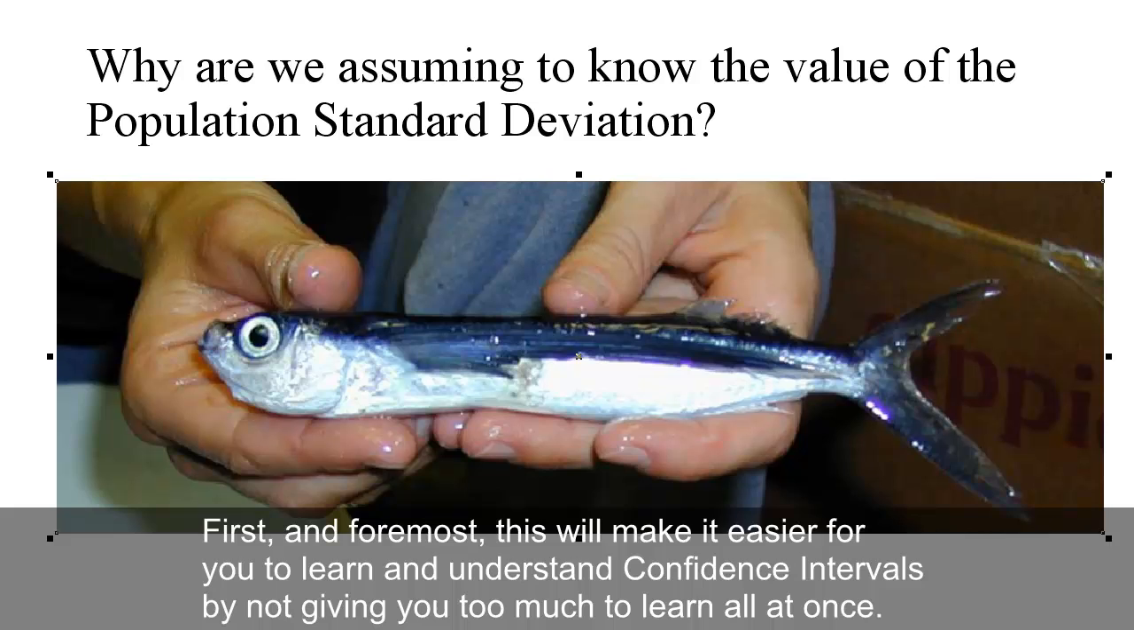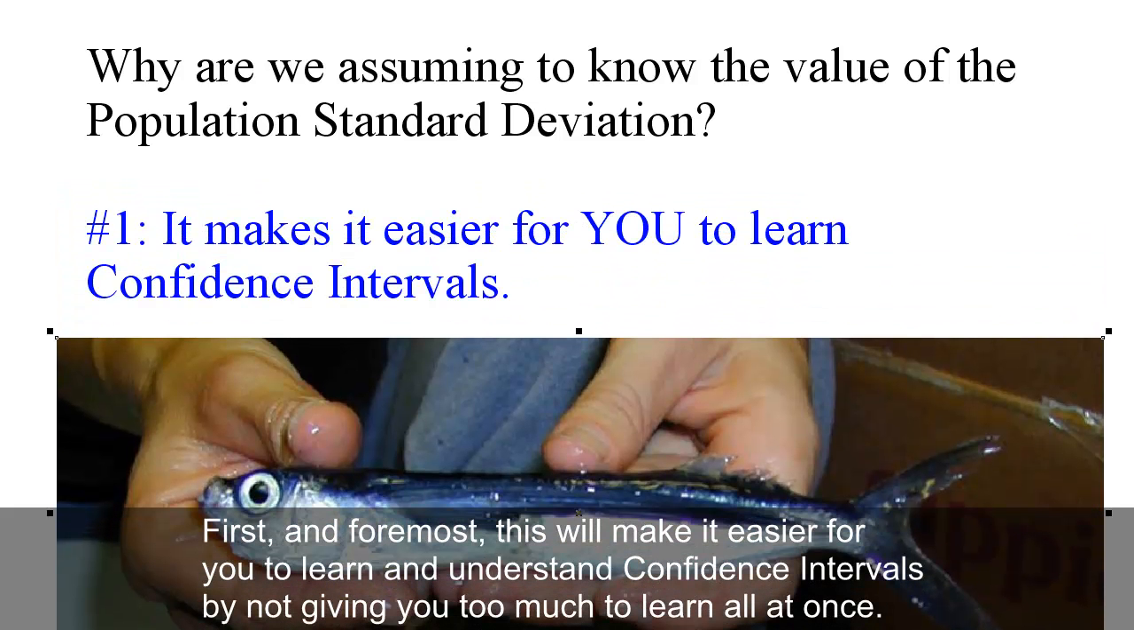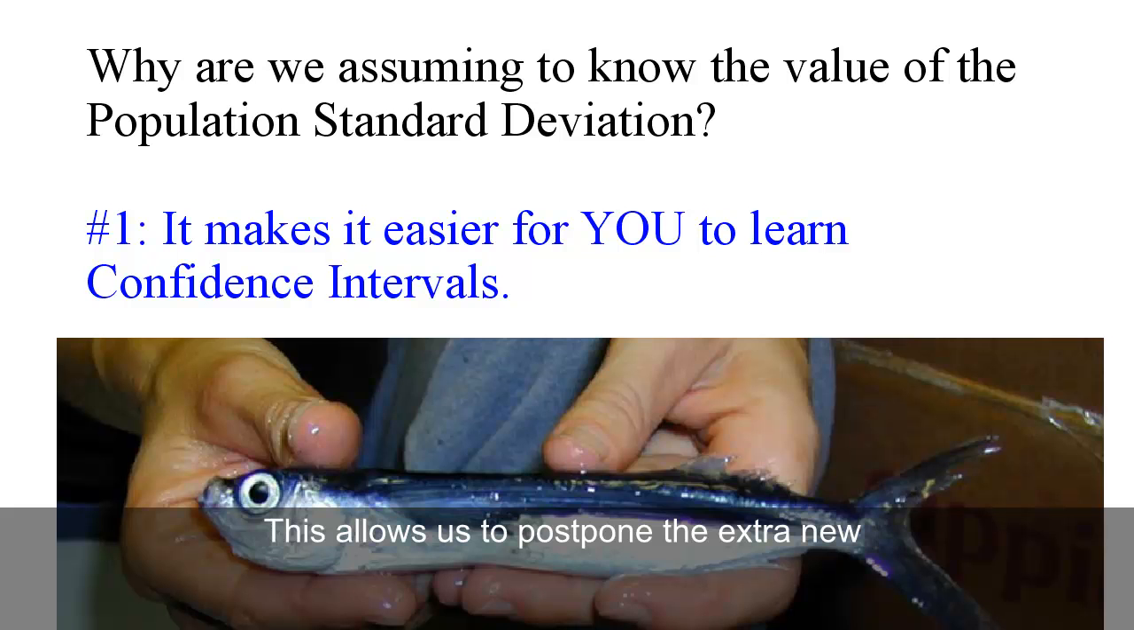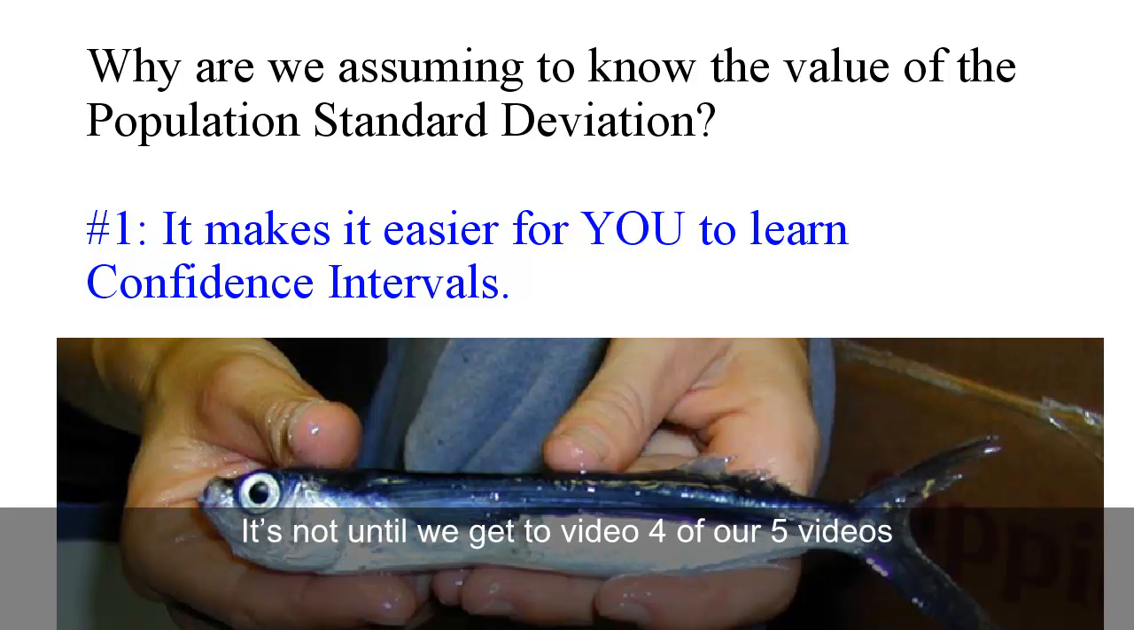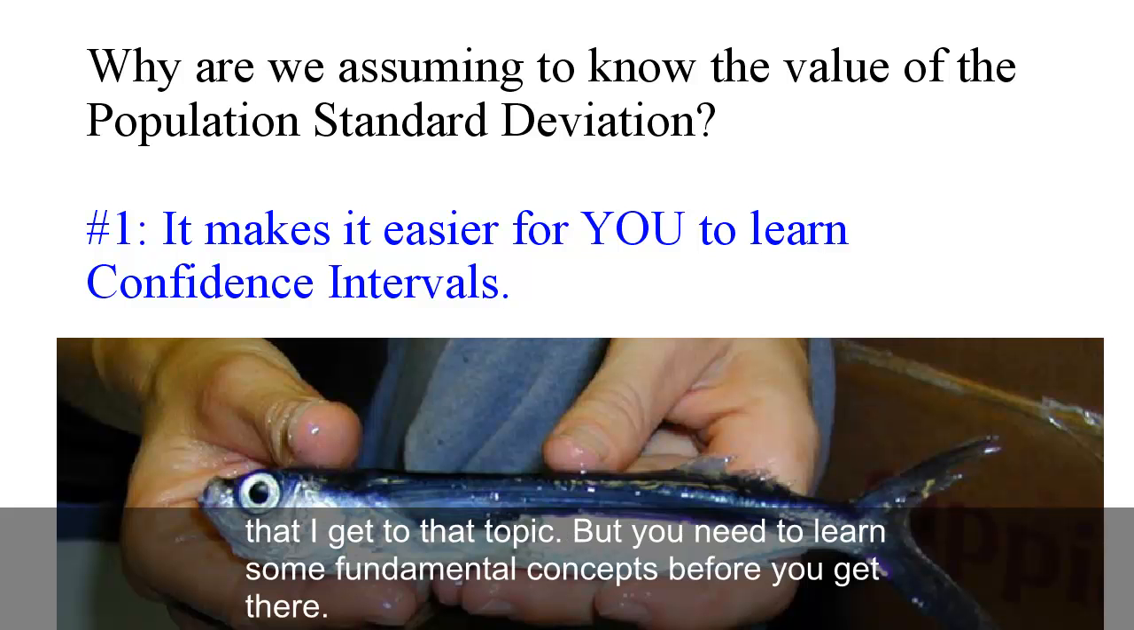First and foremost, this will make it easier for you to learn and understand confidence intervals by not giving you too much to learn all at once. This allows us to postpone the extra new concepts you must learn when I explain what we do when the population standard deviation's value is unknown. It's not until we get to video 4 of our 5 videos that I get to that topic. But you need to learn some fundamental concepts before you get there.